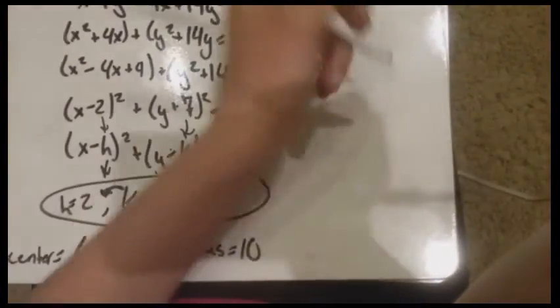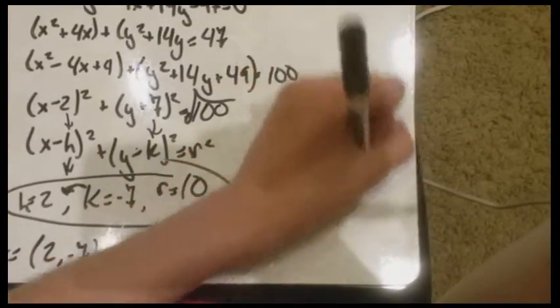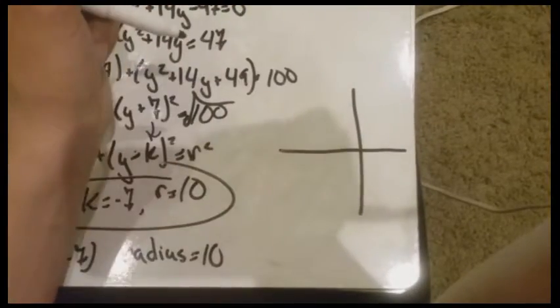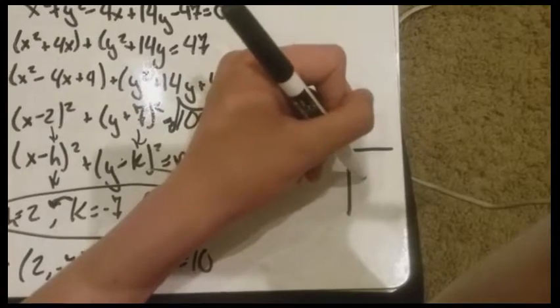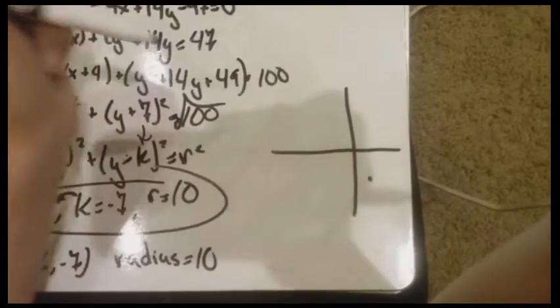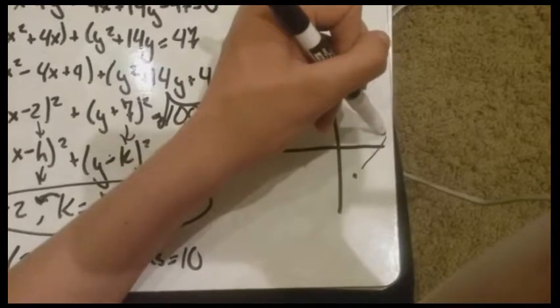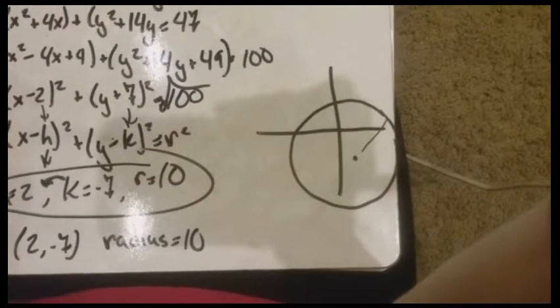So now all we have to do is graph it. Since we have the center, we know that the center will be around (2, negative 7), so it'll be around here. And then if we go 10 out, this is going to be a big circle. So it'll go around about like that.